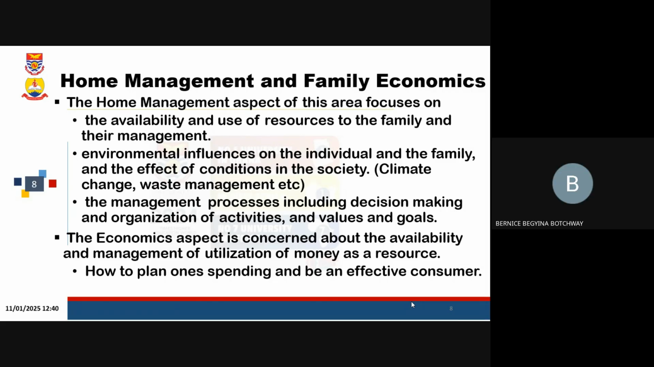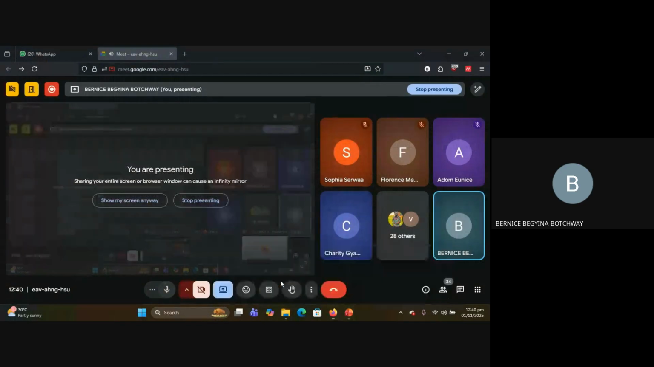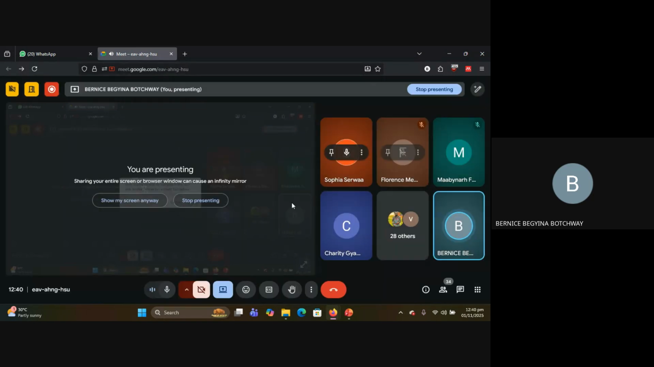Yes, I said with home management and family economics, we will identify credit as a resource. I was just trying to say that there are some resources that we don't know are available to us to achieve some goals. So let's change our background. I think that will help us.